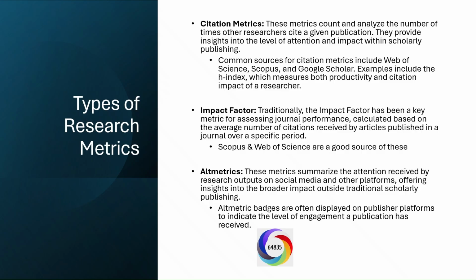The impact factor has traditionally been a key metric for assessing journal performance, calculated based on the average number of citations received by articles published in a journal over a specific period. Scopus and Web of Science are a good source of these, and Maynooth Library has both of those databases for you to use. There's also altmetrics. These are alternative metrics, a more qualitative approach, and this is more the attention score that your papers are getting. And there are a couple of tools that will allow you to see those as well.